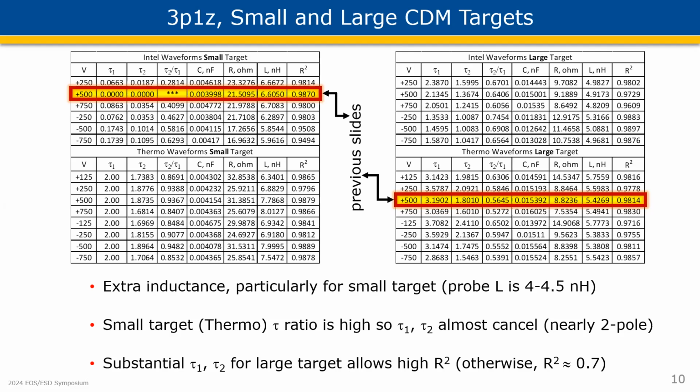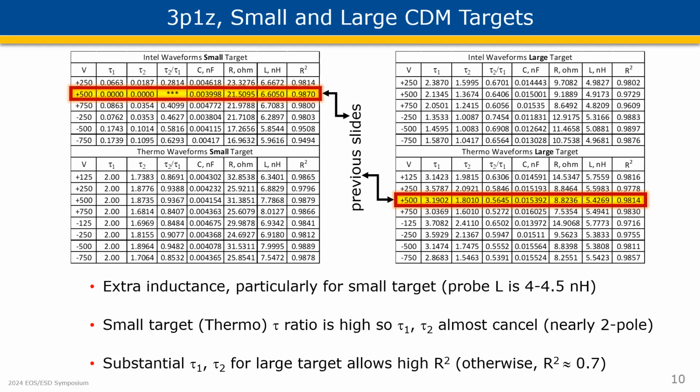The small target, as we've said, is not too far from a two-pole solution. That means that, certainly what happened was the tau ratio came out pretty high, so that the extra pole and zero almost cancel out. That tau ratio is over 0.9 in many cases. But that's not true for the large target. We really need the tau2 and tau1 to describe the waveform. The ratios are down around 0.5, 0.6.